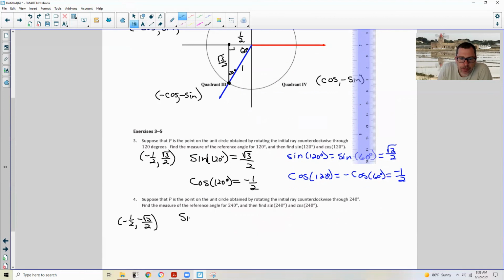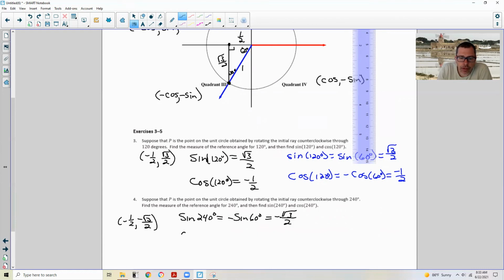So the sine of 240 degrees equals negative sine of 60, which equals, sine of 60 is √3/2. So therefore the negative sine of 60 is -√3/2.